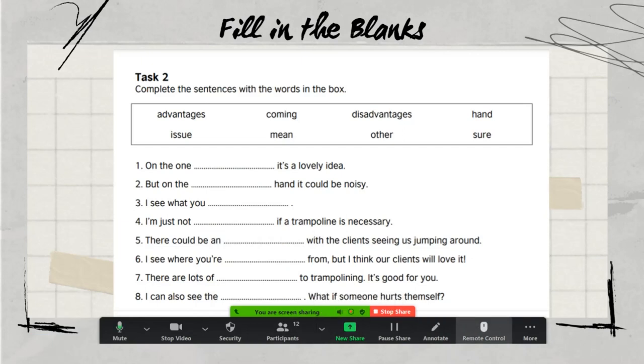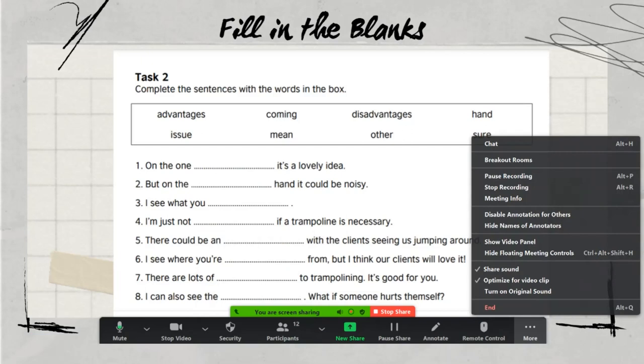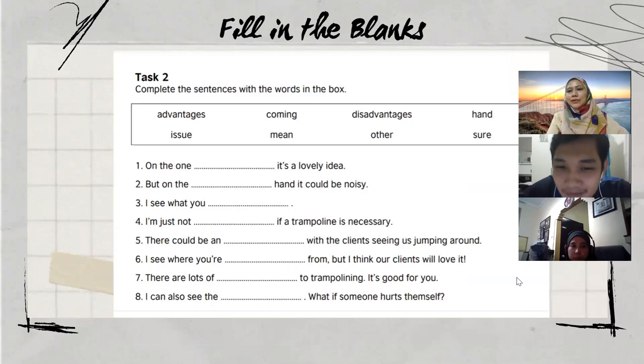Okay, done, everybody? Yes. Okay, Kaz, can you do number one? Yes, teacher. Okay, can you read? On the one. Okay, yeah. I want to see the face. Okay. Now can you see? Number one and number two, they are related, yeah? Number one and number two.